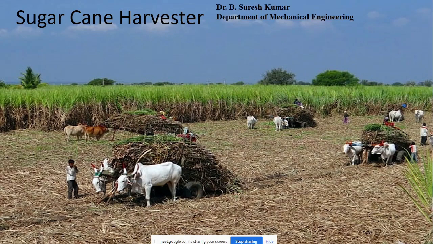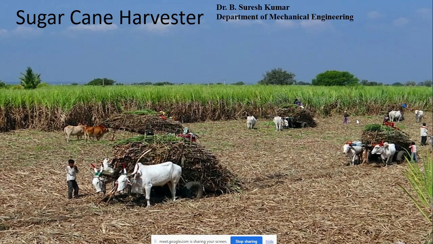Here you see there are a lot of cows available. The sugarcane field is like a forest, so there are a lot of snakes available. They may bite the farmers, and from that bite the farmers may die.